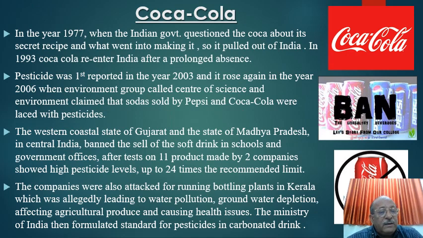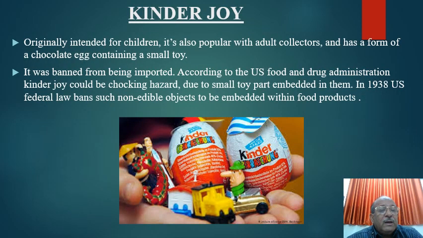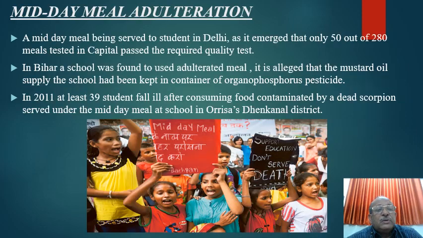Coca-Cola was banned in India. The company was also attacked for running bottling plants in Kerala because of a pesticide problem. Kinder Joy was banned from being imported according to the US Food and Drug Administration, as Kinder Joy could be a choking hazard due to small toy parts embedded in it. So all these products have undergone bans and penalties also.